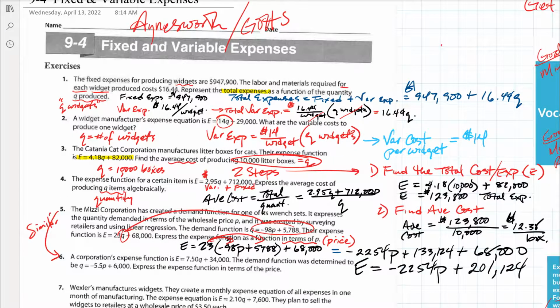Hey everybody, this is Mr. Aynesworth. We're going to continue on with our lesson here in financial algebra, chapter 9, section 4, talking about fixed and variable expenses. In the first part of the video, I stopped at number 5 and I said, go ahead and try number 6 since they are similar. So I'm not going to go through number 6. We're going to jump right into number 7.